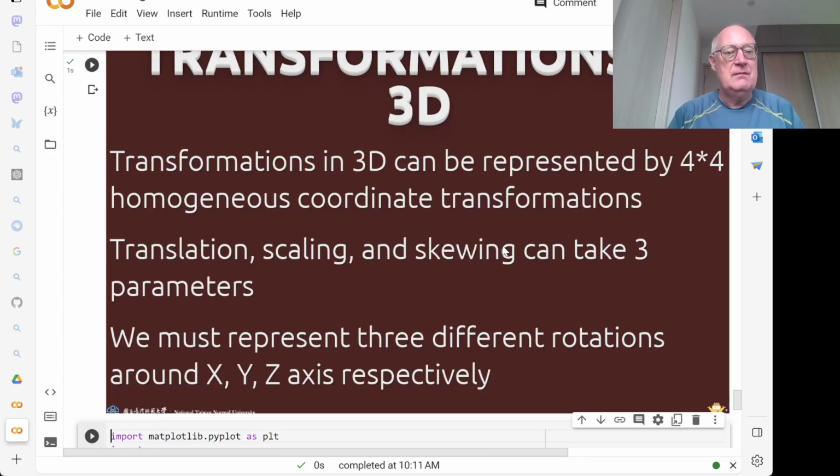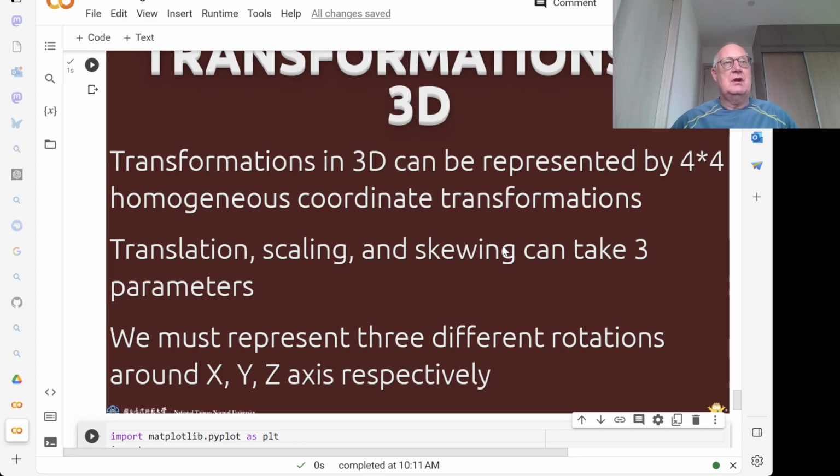Now in 3D, it's basically very similar, except we now have 3 coordinates and we need one constant. So we have a 4x4 instead of a 3x3 matrix when we're dealing with homogeneous coordinates. Our translation, scaling, and skewing transformation matrices can take 3 parameters instead of just 2, because we have 3 axes. So I can scale x, scale y, but I can also scale z, or skew x and y and z.